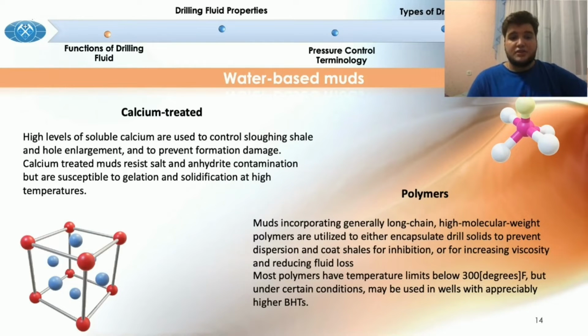Calcium-treated mud resists salt and anhydrite contamination, but is also susceptible to gelation and solidification at high temperature. Polymer muds incorporate generally long-chain, high molecular weight polymers, which are utilized to either encapsulate drilled solids to prevent dispersion, or coat shales for inhibition, increase viscosity, and reduce fluid loss.